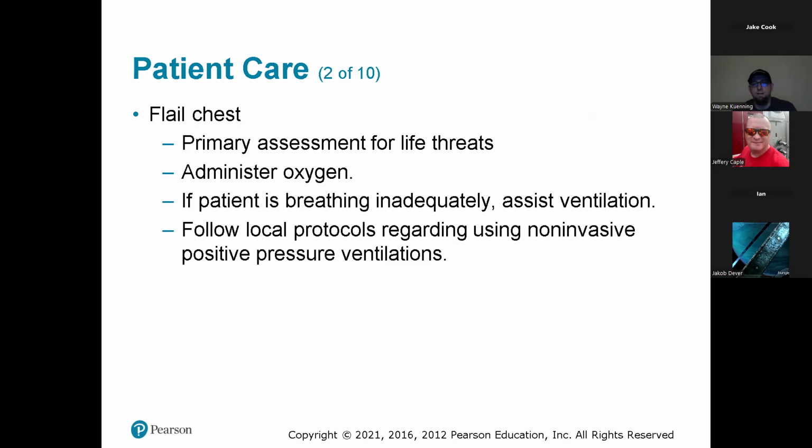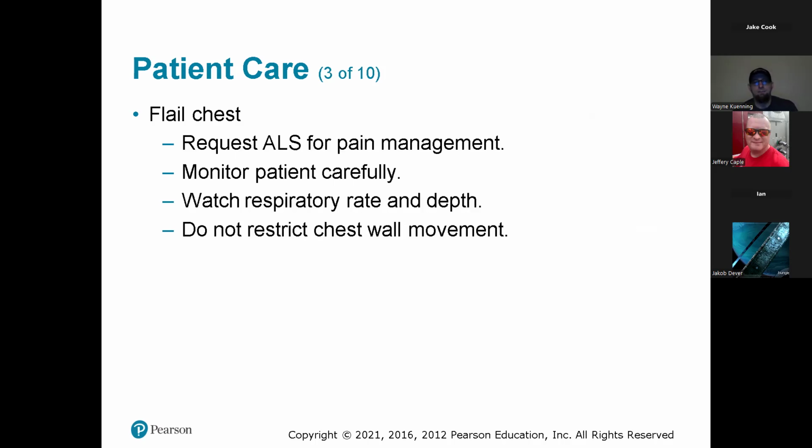Primary assessment for life threats: airway, breathing, circulation, and bleeding. If they're breathing inadequately, assist ventilation. We're going to assist them with a BVM as best as we can. If they're stable, request ALS for pain management. If you think it's necessary to get them to the hospital with analgesia, I think it's a good idea. I wouldn't delay transport for 20 minutes if you're 3 minutes from a hospital, but use your discretion. Don't restrict chest wall movement. If you put pressure on the chest, it's actually going to make it more painful and more difficult for them to breathe.